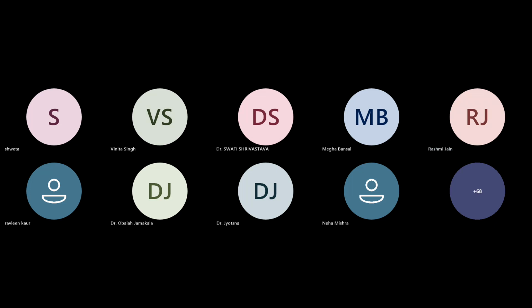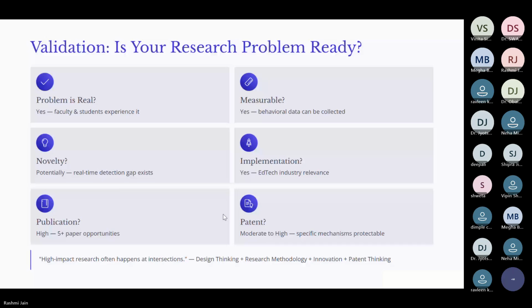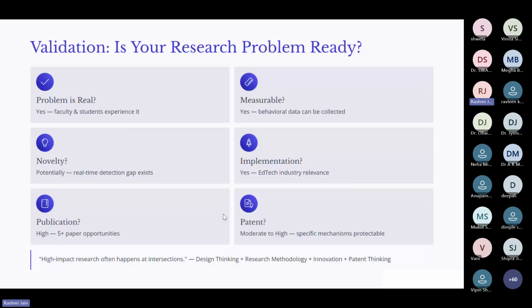So we'll move to our next slide, which is around validation. So, how do you validate your research? Problem is real, yes. Faculty and students experience it. I'm taking the previous example only. Measurable, yes. The behavioral data can be collected. Novelty, potentially, yes or no. Potentially, real-time detection gaps exist.